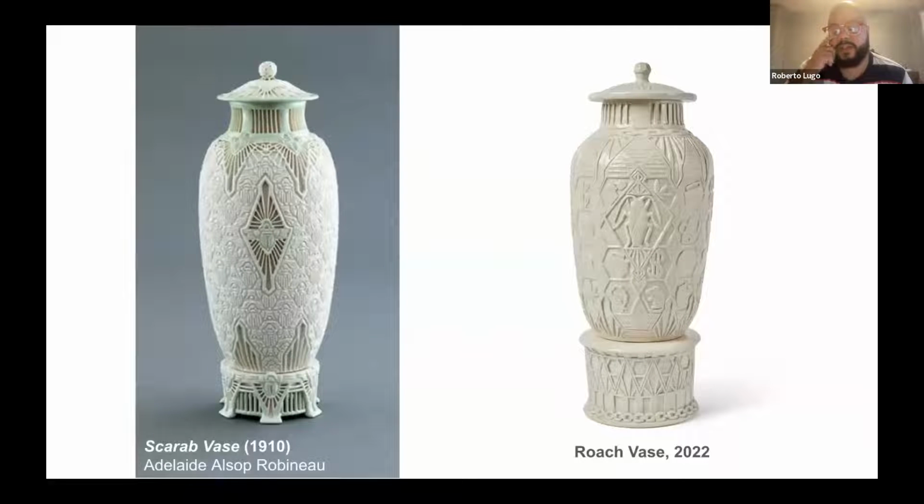This is the Scarab Vase on the left-hand side, also known as the 1,000-Hour Vase, made by Adelaide Alsop Robineau, which is currently at the Everson Museum in Syracuse. This piece, for me, is one of the highlights of the history of American studio ceramics, and becomes a perfect platform for me to make a work inspired by it. The work on the right-hand side is called the Roach Vase. It didn't quite take 1,000 hours, but it did take me quite a while to carve it.